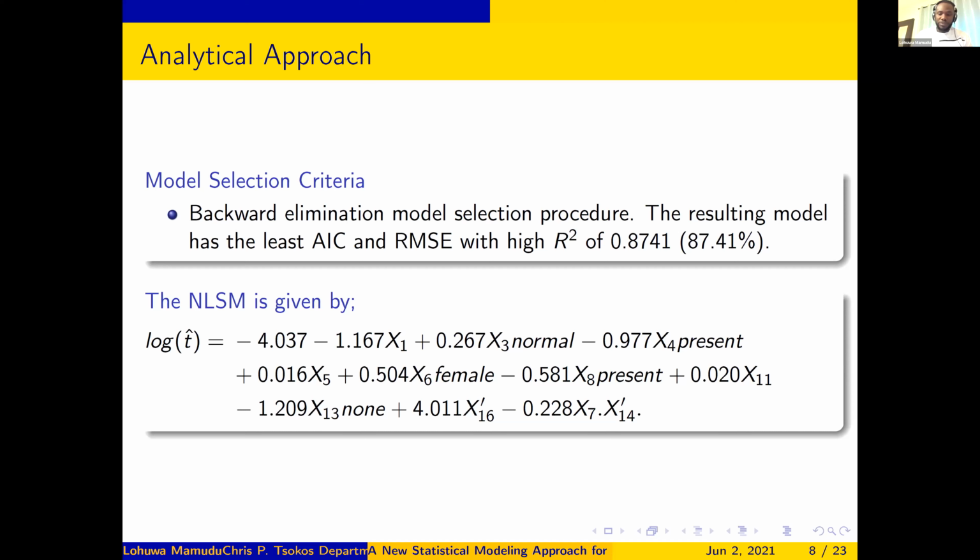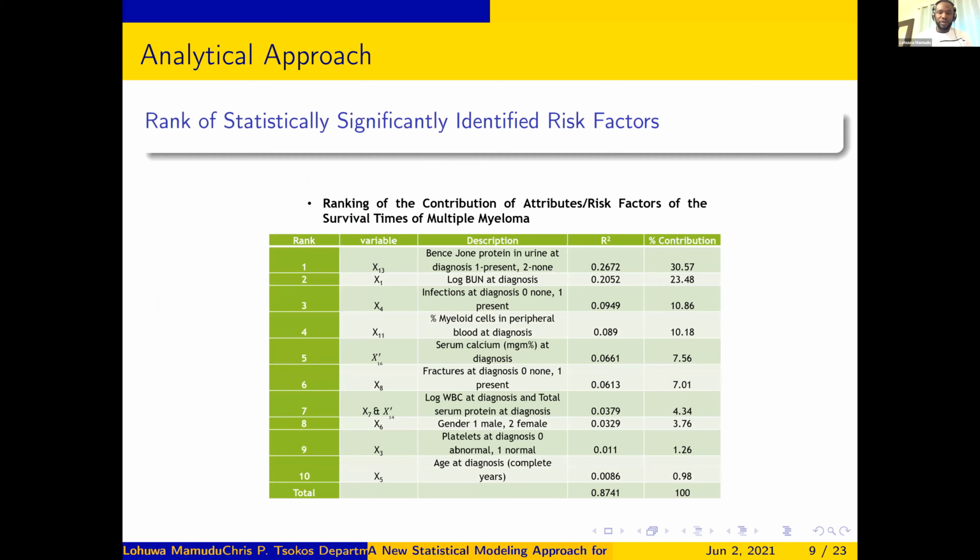So now, having found this model, we move to the next step of ranking the variables within the model, which is very key. We were interested in knowing the rank of each of the risk factors we identified and how much contribution they made to the survival time. Because what we should know is that when a patient is diagnosed with multiple myeloma cancer, the risk factors do not contribute equally to the survival time. So it was important to rank the risk factors based on their contribution to the survival time.